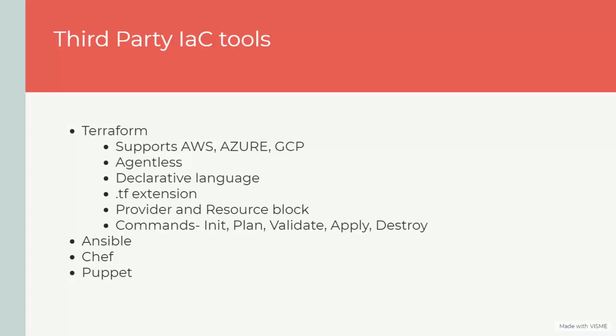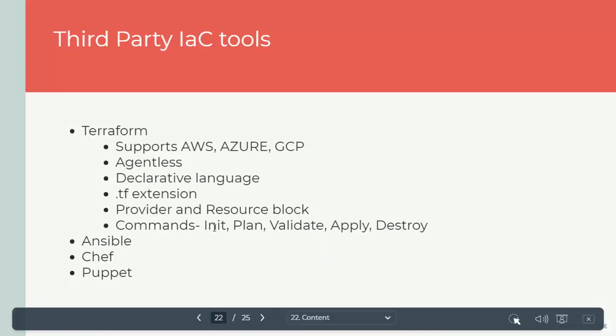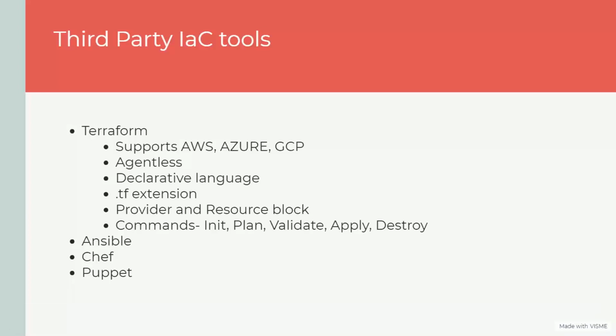Okay, and then the last command is destroy. Whatever resources you have specified in the TF file, when you run the destroy command, it will delete all the resources in the cloud environment. The init means that whatever provider we are mentioning in the file, it will download it and make sure everything is ready for executing the Terraform script.